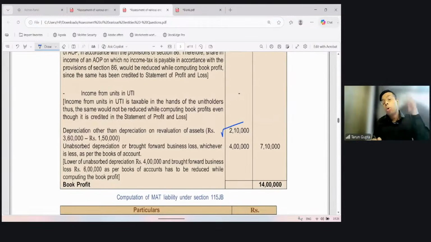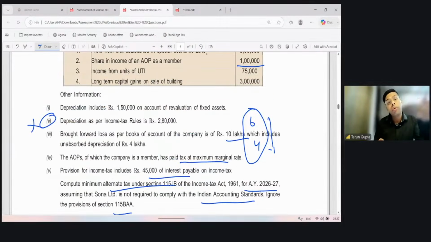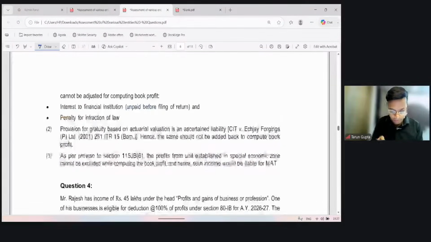Now, the lower of unabsorbed depreciation or book loss is allowed as a deduction, which is 6. I compare 4 and 6. I will not compare 4 and 10. You understand why? Because I'll compare the loss without depreciation with the depreciation. Here the loss of 10 lakh is including depreciation. So first I exclude depreciation and the loss becomes 6 lakh, and the unabsorbed depreciation is 4 lakh. I'll compare these two figures, whatever is lower, I shall allow as deduction for computing book profit.